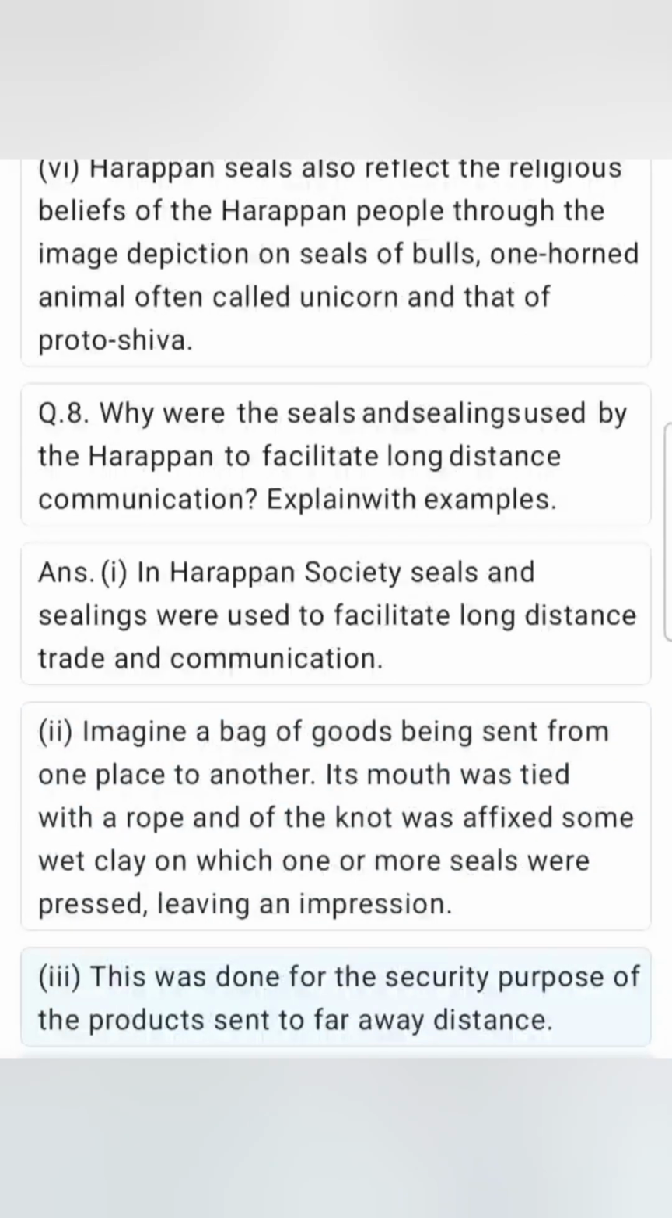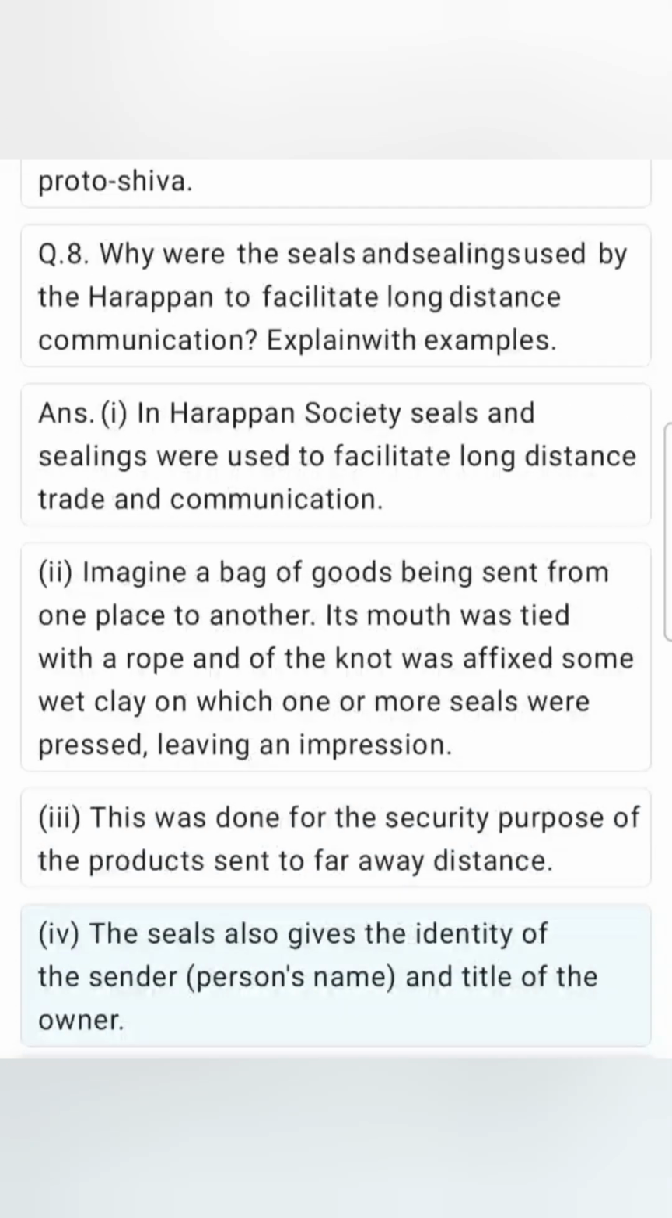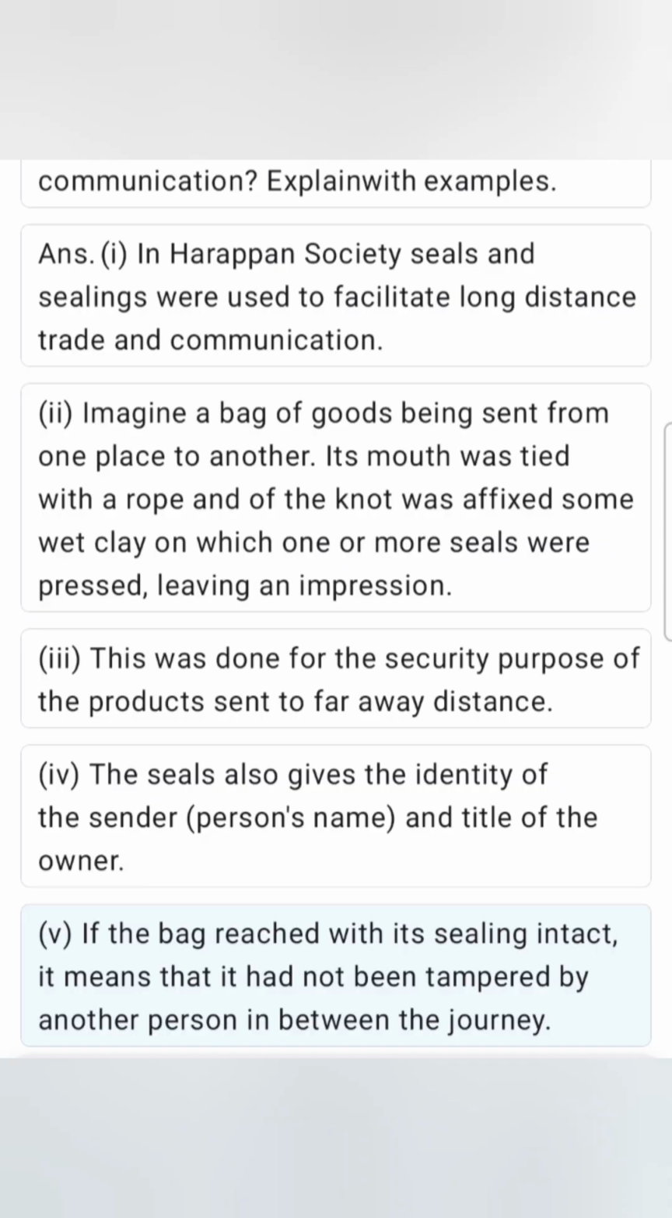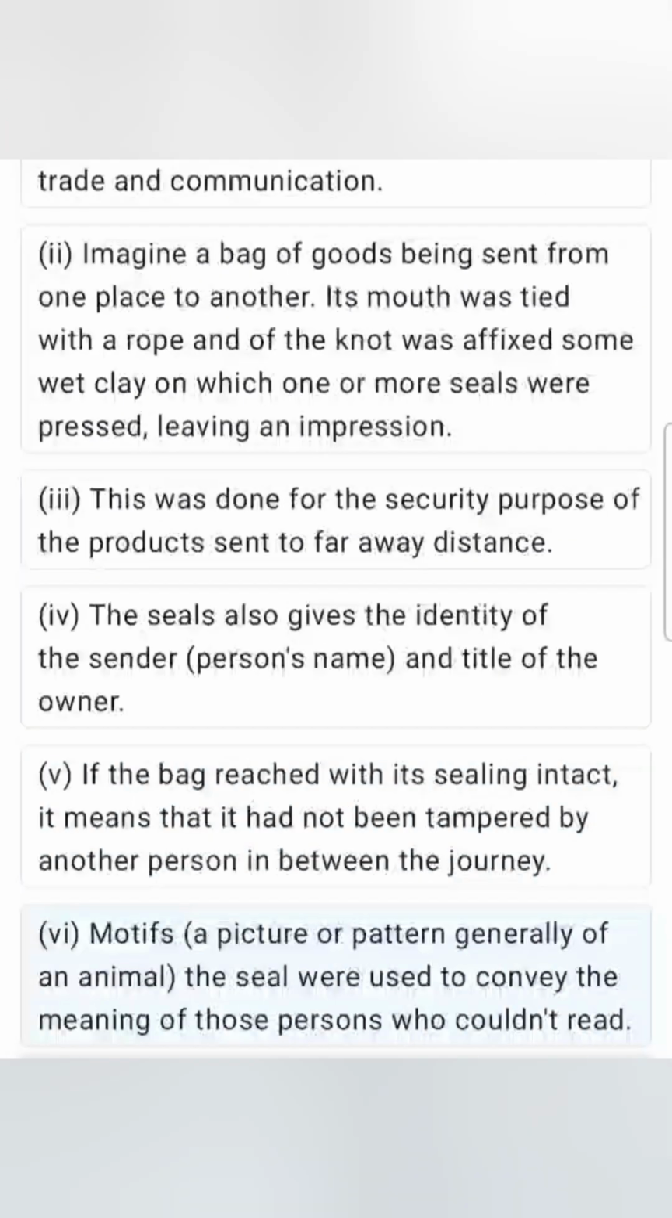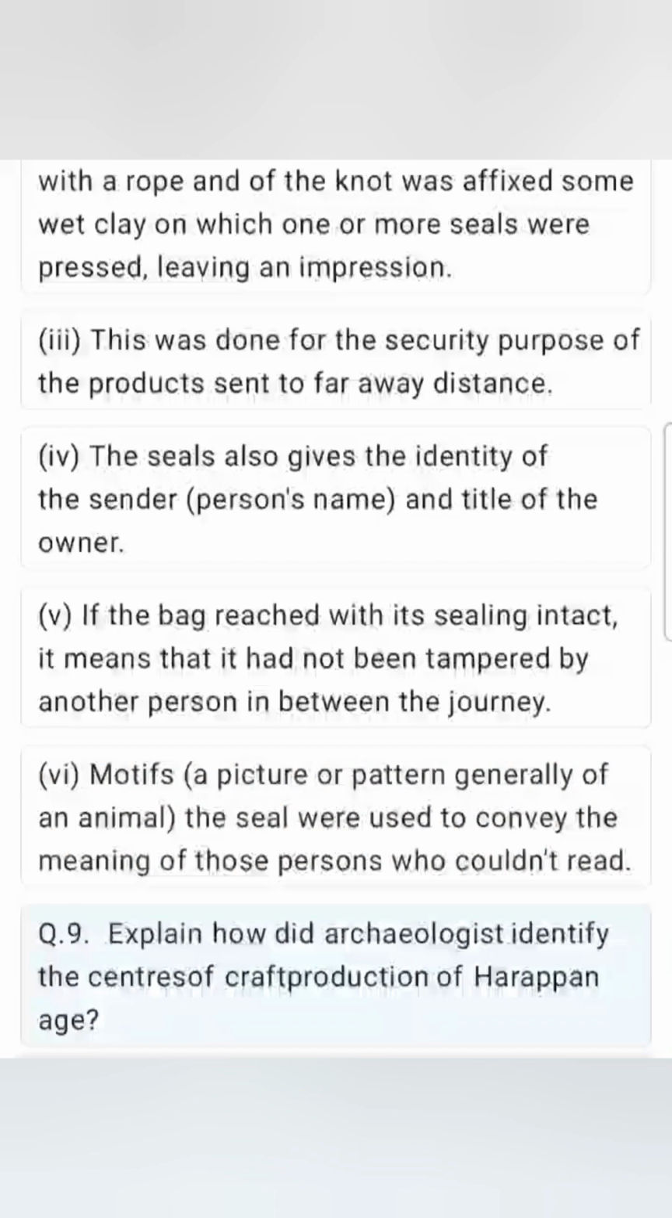III. This was done for the security of the product sent to a faraway distance. IV. The seals also give the identity of the sender, the person's name and title of the owner. V. If the bag reached with its sealing intact, it meant that it had not been tampered with by anyone during the journey. VI. Motifs, a picture or pattern generally of an animal, on the seal were used to convey the meaning to those persons who couldn't read.